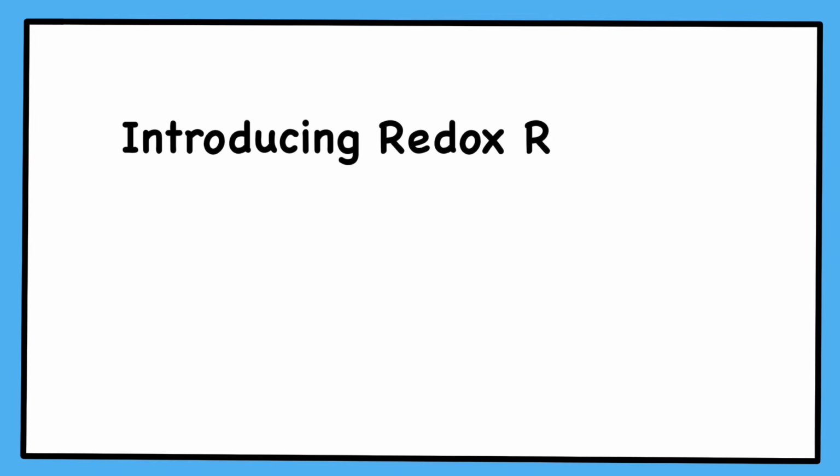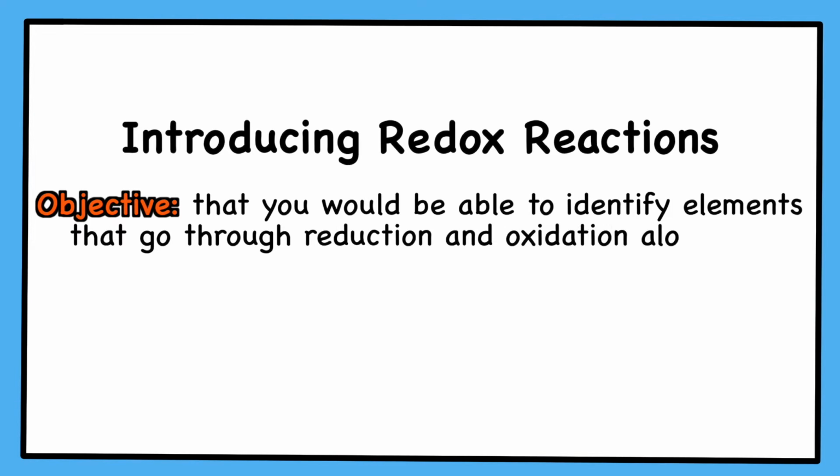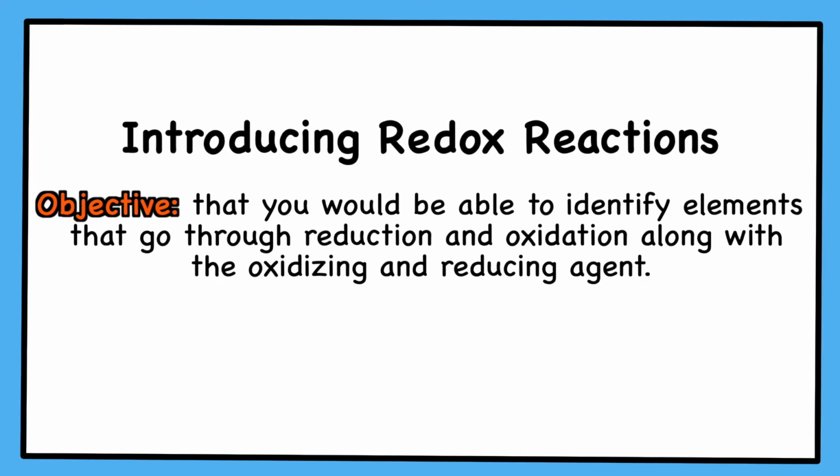Okay, class, today we are going for a ride. Today we are going to start talking about redox reactions. My objective for you is that you'd be able to identify elements that go through reduction and oxidation within a chemical reaction, along with their respective oxidizing and reducing agents. In saying that, let's dive into these deep and confusing waters that we call redox.